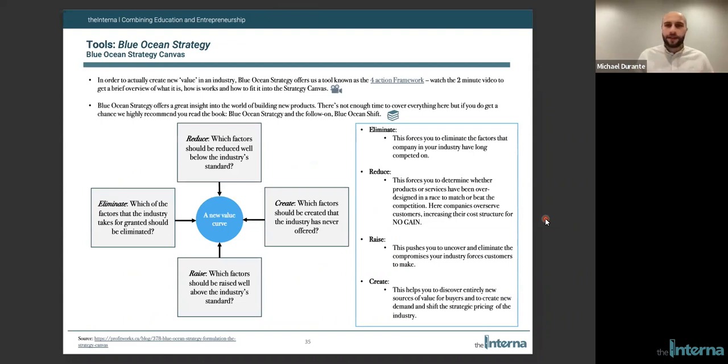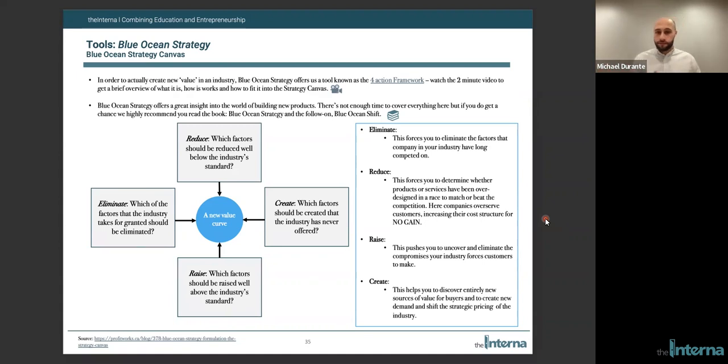And so off the back of this canvas, what we're really looking at is a 4-action framework. So what are the 4 actions that we can now take from our strategy canvas and implement into our business? We're looking at all of the factors, and Blue Ocean Strategy argues that within those factors, we should reduce some of them, create more, raise some, and eliminate others.